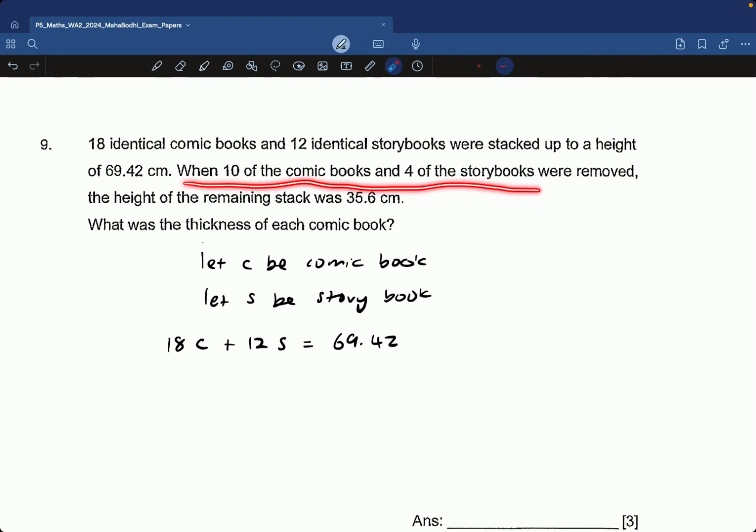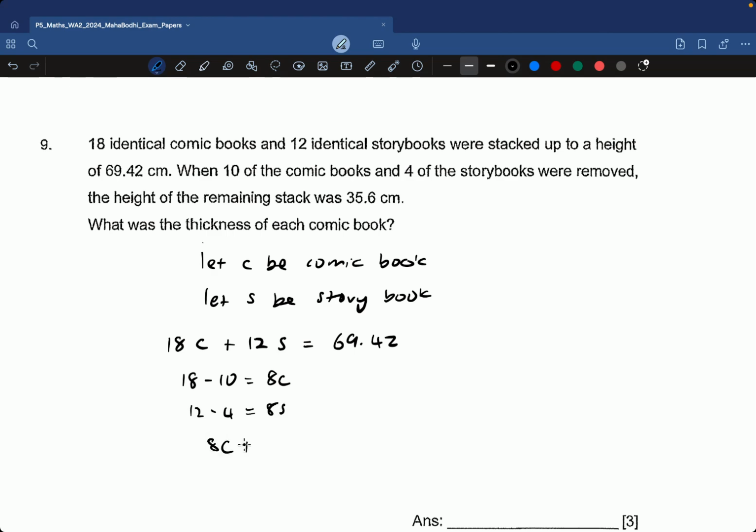When 10 of the comic books and 4 storybooks were removed, the height of the remaining stack was 35.6. So you just put 18 minus 10 is equal to 8C, and 12 minus 4 is equal to 8 storybooks. So 8C plus 8S is equal to 35.6. So what was the thickness of each comic book?